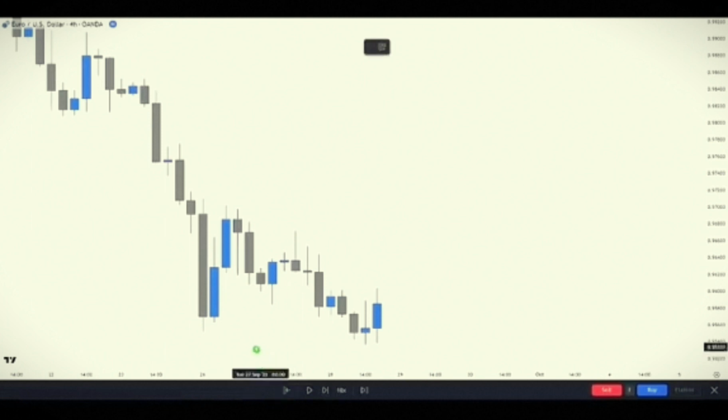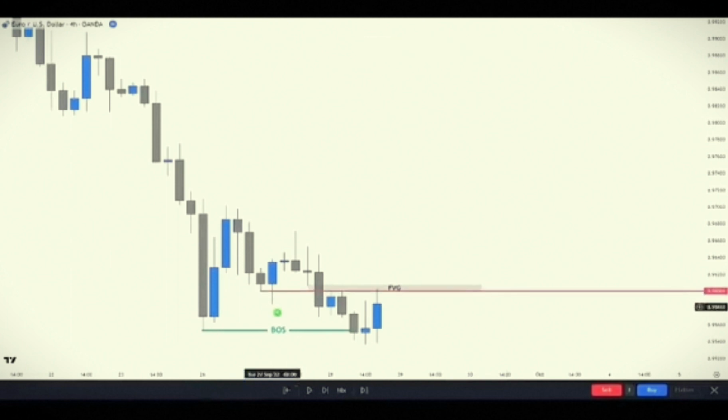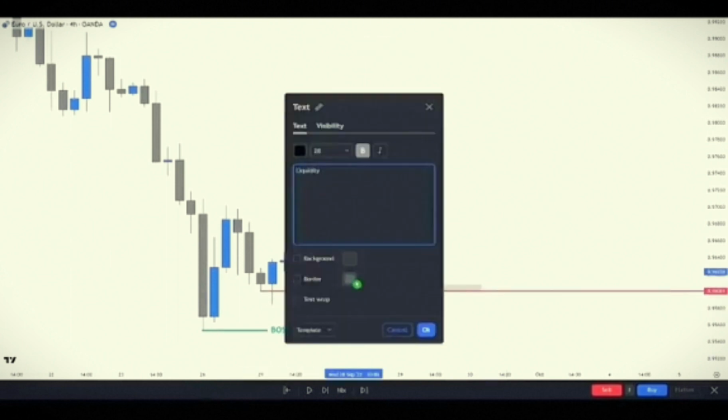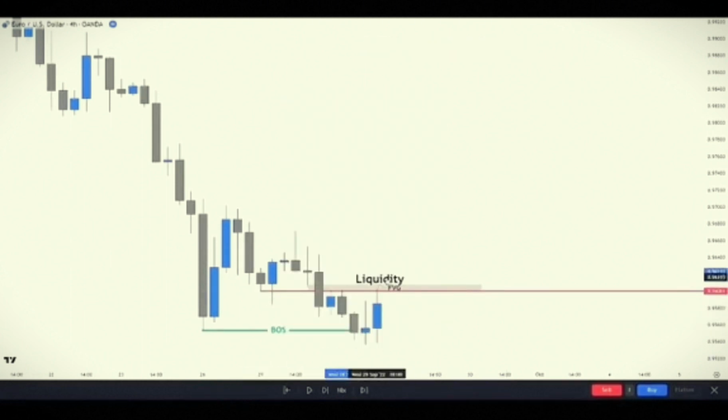Here we have euro-dollar on the 4-hour time frame. The market has recently broken below the structure level, signaling a downtrend continuation. So we want to trade with the dominant downtrend. Here we have fair value gaps between the candles and this resistance level, which traditional traders will take as a short opportunity. So lots of liquidity have gathered above it.